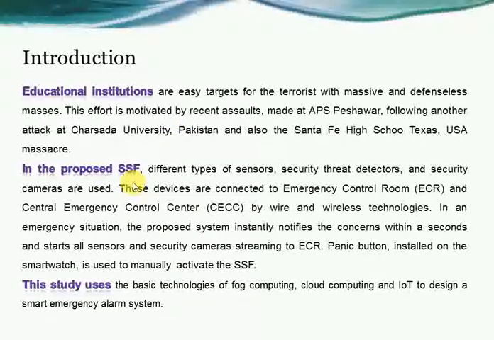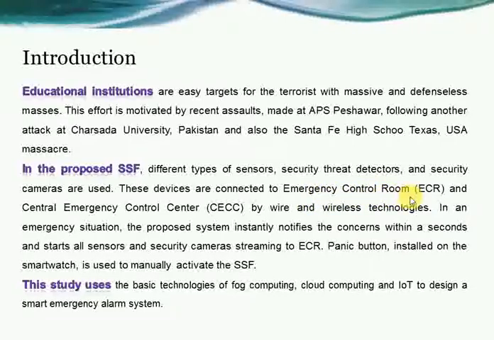to build a smart security framework which will automatically notify the concerned authorities. In this smart security framework, one part is the emergency control room, and the second part is the central emergency control room. The emergency control room is the central control room in the institution. This may be in a school, a college, or a university. All the sensors installed in the institution stream their data to the emergency control room.